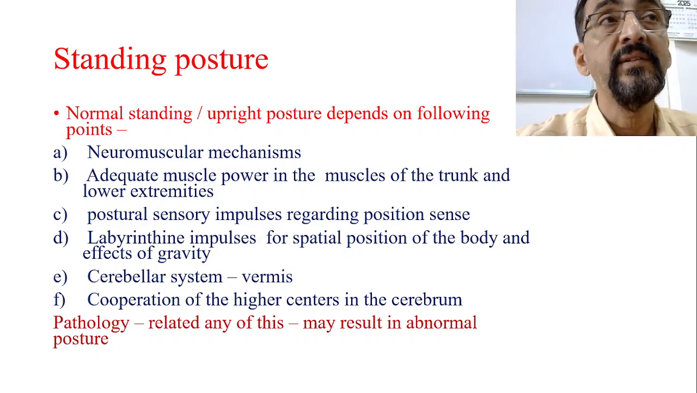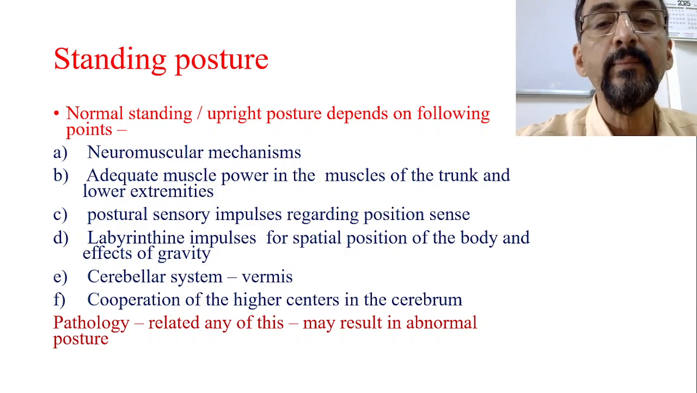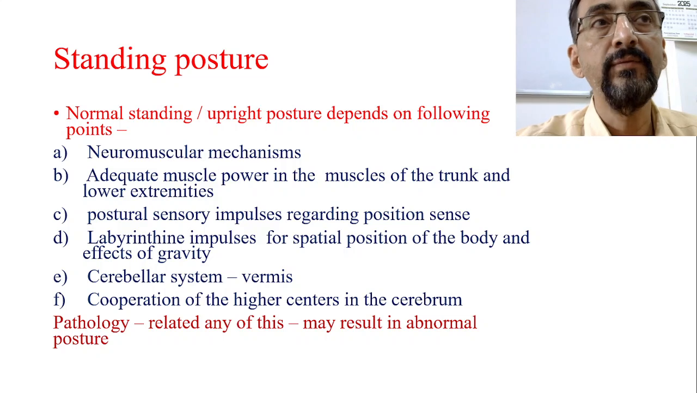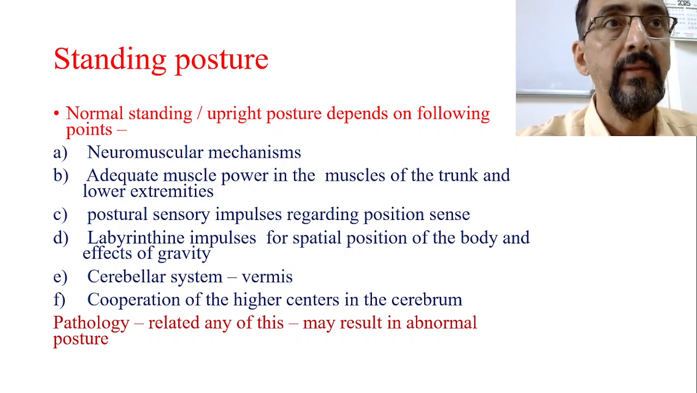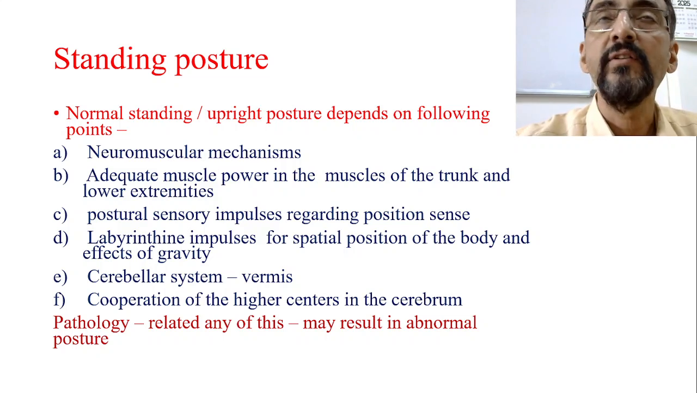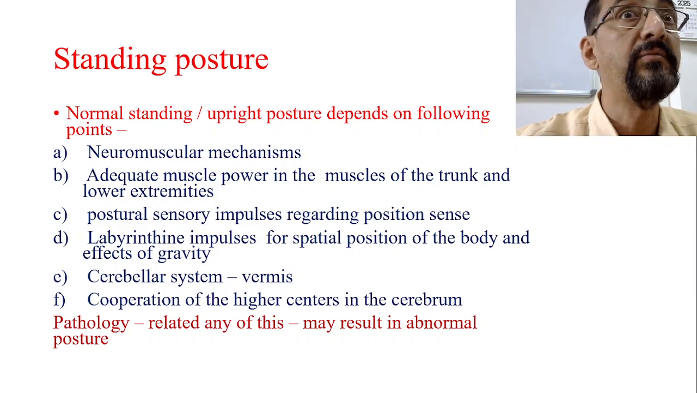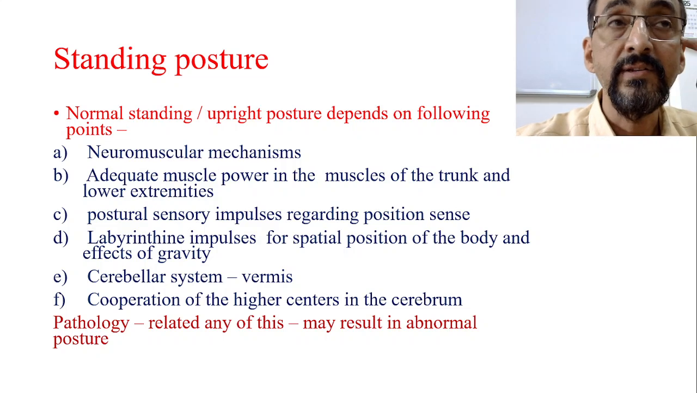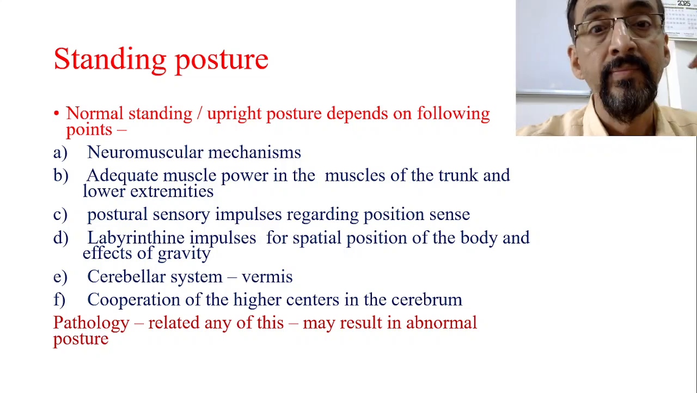Labyrinthine impulses which are coming from the ear also help to maintain the spatial position of the body and affect gravity also. So if the problem is there with the ear, otitis in children, maybe chronic otitis media like conditions, posture may change because of the affliction of the labyrinthines.